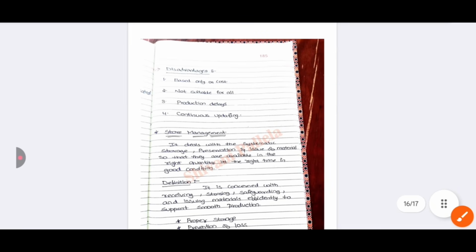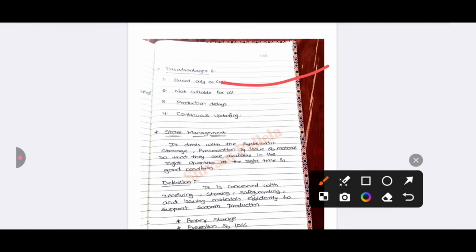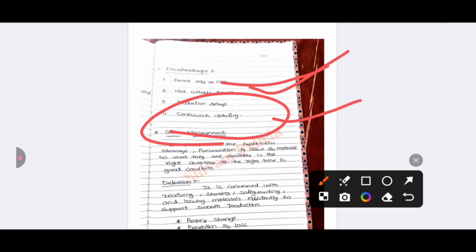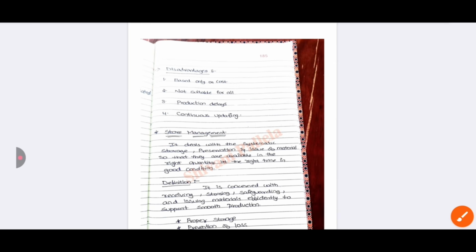Then what are the few disadvantages also? It is very costly, it is not suitable for all organizations, production delays can come with this ABC analysis, and continuous updating is one of the main tasks. So it is difficult, and these are the disadvantages of this ABC analysis.